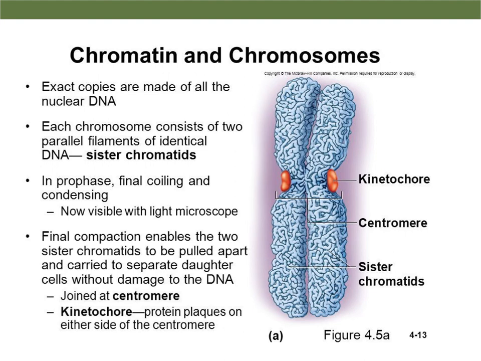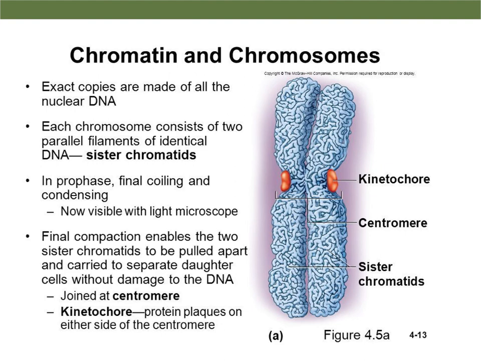Now, in prophase, the final coiling of those complex levels of organization happens. So we start out, remember, with the DNA that wraps around the histones, which then wraps around itself to form that 30 nanometer fiber, and so on and so forth. This is now going to be visible with light microscopes because they're starting to form those X's. Now, the final compaction enables those two sister chromatids to be pulled apart eventually in anaphase and carried to separate daughter cells without that DNA being damaged.